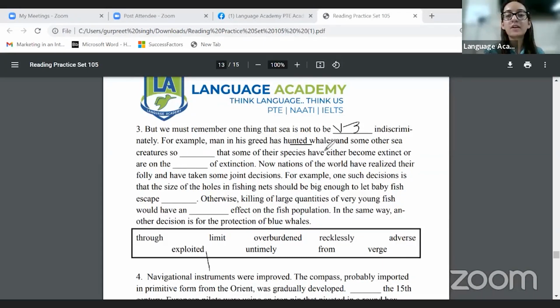So it means we have hunted whales in a negative way, only then they are about to become extinct. So how have we hunted the whales? It should be recklessly.